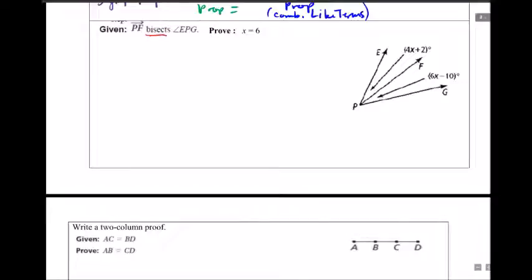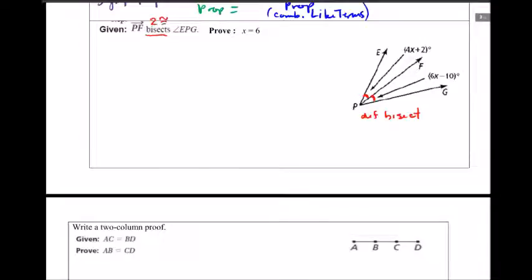And I'm told that it bisects, so I immediately write two congruent. It bisects angle EPG. So I find angle EPG, and what does that let me do? It lets me mark those congruent. And so that's definition of bisect. Definition of bisect gives me two congruent parts.